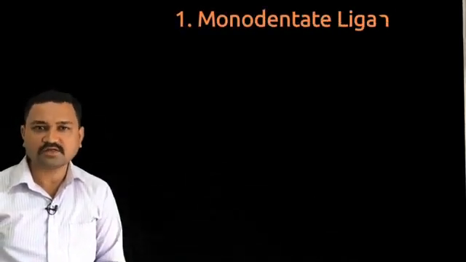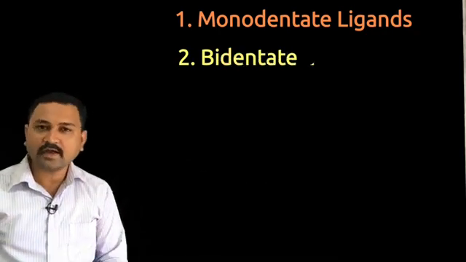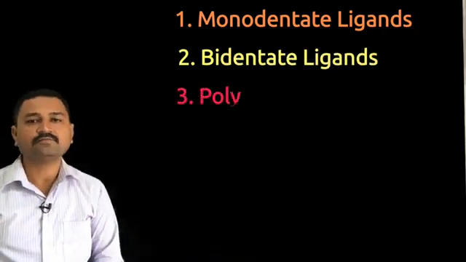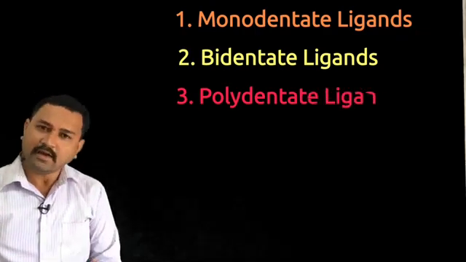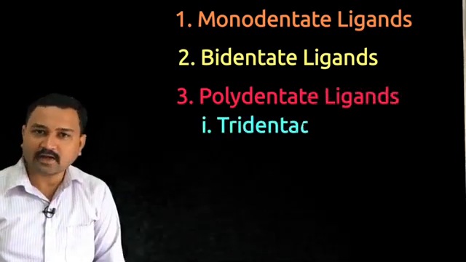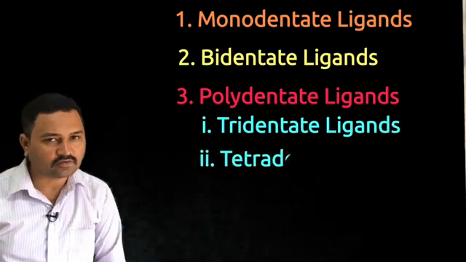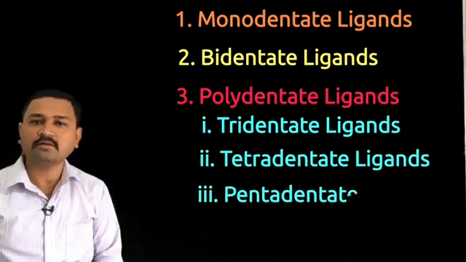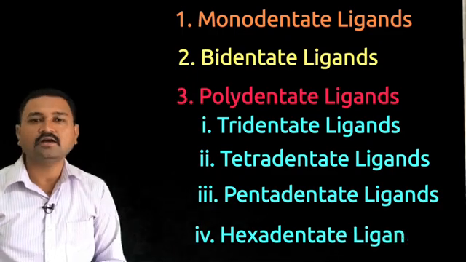Generally the ligands are classified into three different types: the monodentate ligand, which is also called the unidentate ligand, then the bidentate ligand, and the last one is the polydentate ligand. In the polydentate ligand we are going to consider the tridentate, tetradentate, pentadentate and hexadentate ligands. From your NEET and JEE point of view, these types of ligands are very important. Here you must remember the examples of all these classes. Now we are going to learn in detail regarding each type.